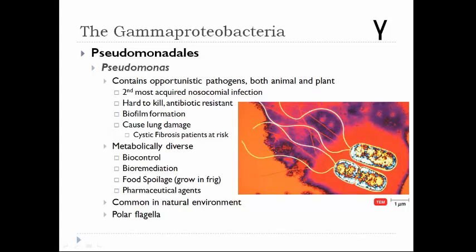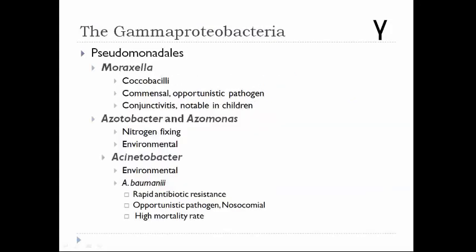The whole group of Pseudomonas, so Pseudomonas aeruginosa is one example that we played with in class, but there are others. They are metabolically diverse, meaning they do different things. They have been used as biocontrols. There are some that are used for bioremediation, aka cleaning up the messes we make. They can cause food spoilage, and they can produce pharmaceutical agents. They're common in the natural environment, and they have polar flagella. And over here you can see a picture of what they normally look like. Moraxella.